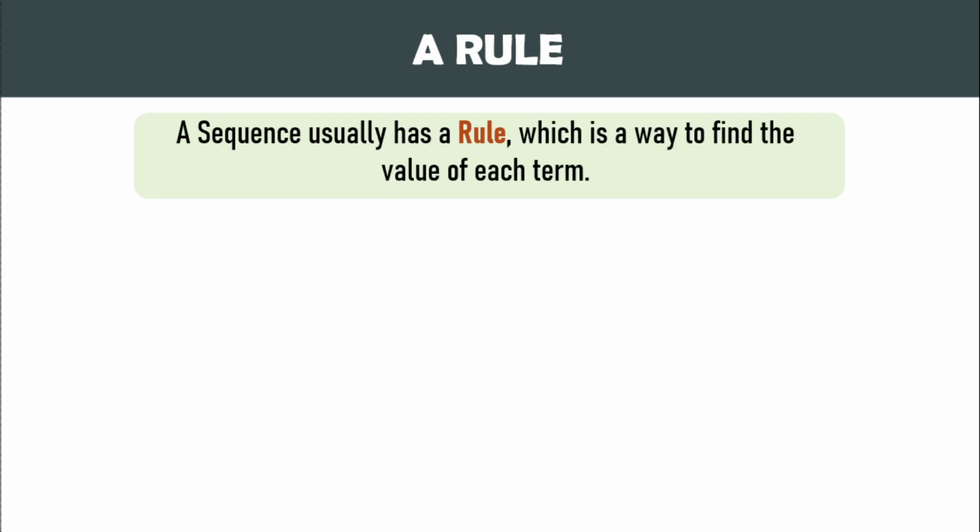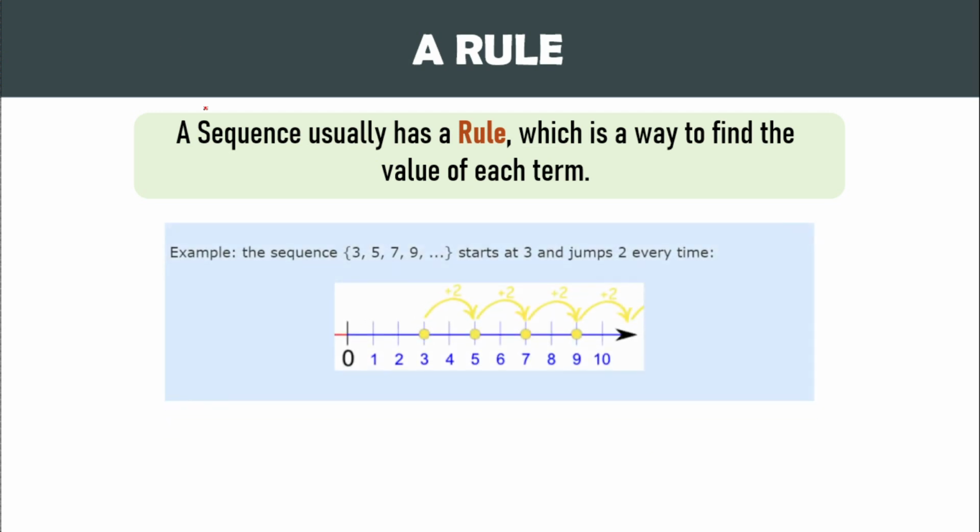There is a rule that we follow in a sequence. We don't just write any numbers and call it a sequence. In a sequence, we use a rule. A sequence usually has a rule, which is a way to find the value of each term. Example, the sequence 3, 5, 7, and 9 starts at 3 and jumps 2 every time. So this is an example of a rule. We are adding 2 every time. So this plus 2 in each number is the rule that we follow, because after 9 we add 2, so it becomes 11. We add 2 again, so that is an example of a rule.